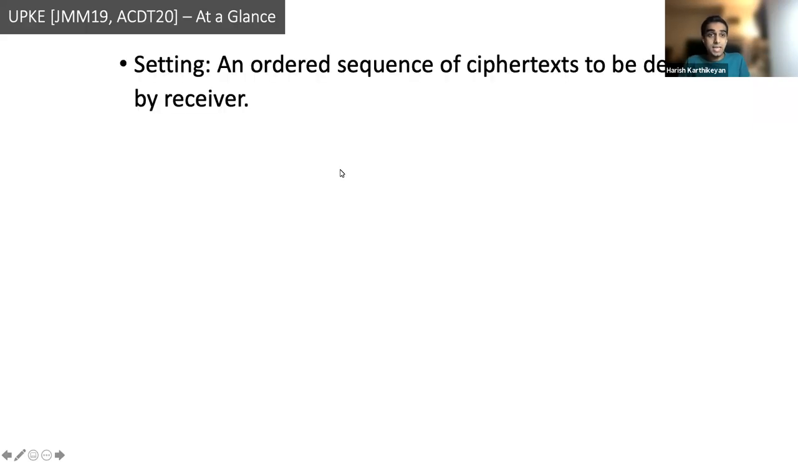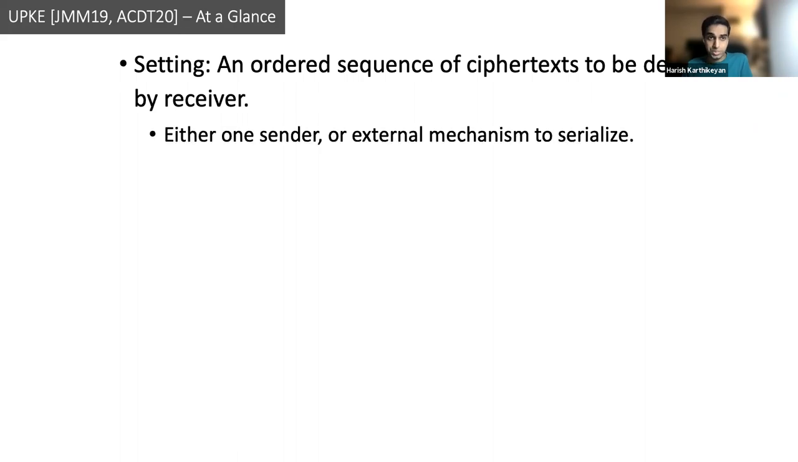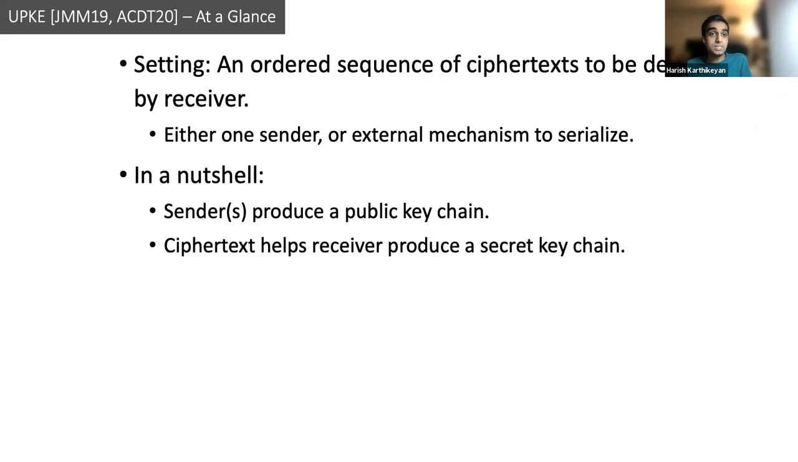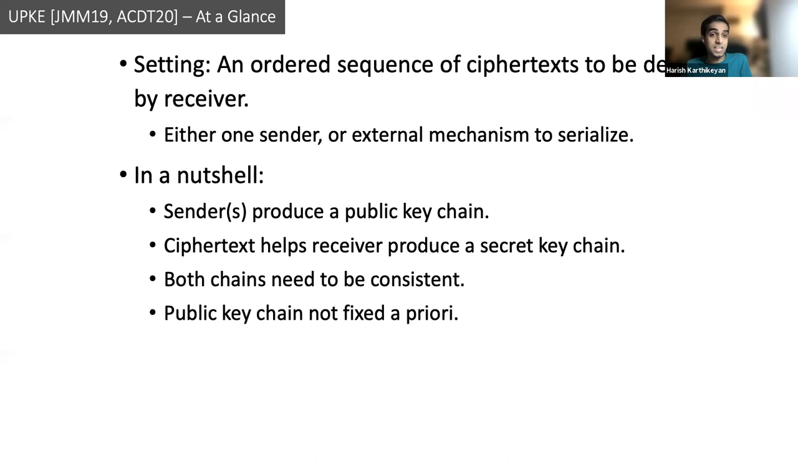So let us look at the setting here. As before, we assume that some kind of serialization mechanism has happened where every user receives the same ordered sequence of ciphertexts, which is to be decrypted by the receiver. We can either assume it's one sender or there's some external mechanism to serialize. In a nutshell, the sender or senders possibly produce a public key chain. The ciphertexts help the receiver produce a secret key chain, and both the chains need to be consistent. However, the key point here is that the public key chain is not fixed a priori.